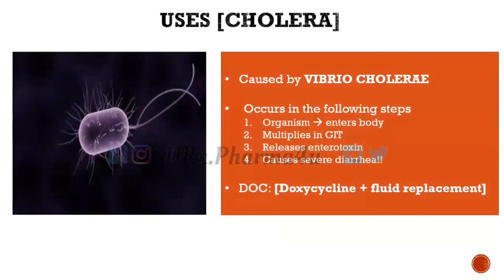So this is an organism known as Vibrio cholerae. So cholera, as I said, is one of the most dangerous dehydrating infections because it causes dehydration to a severe level in which mortality can also happen. So this organism enters into the body, multiplies in the gastrointestinal system, releases a toxin which is known as enterotoxin, and that causes severe diarrhea. So the drug of choice is doxycycline plus fluid replacement therapy.